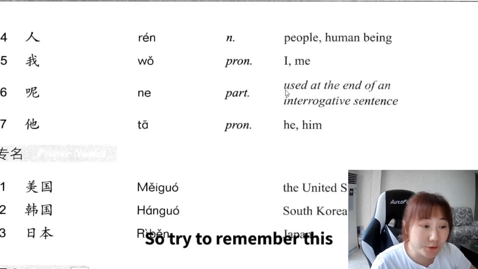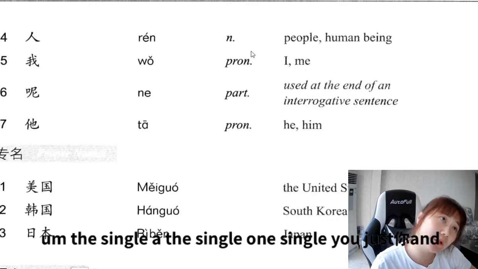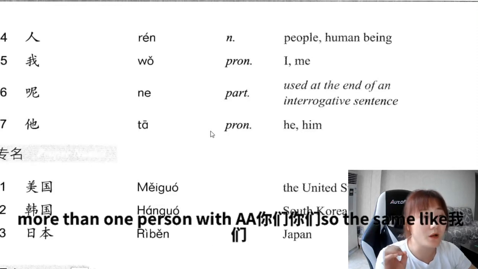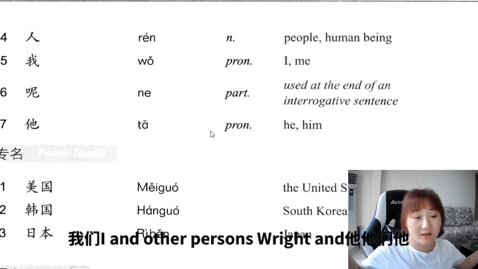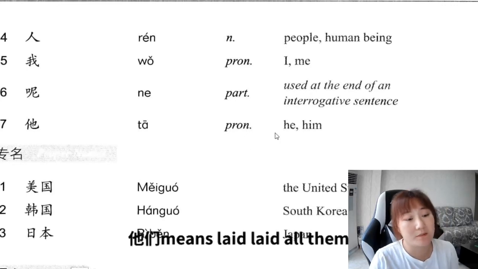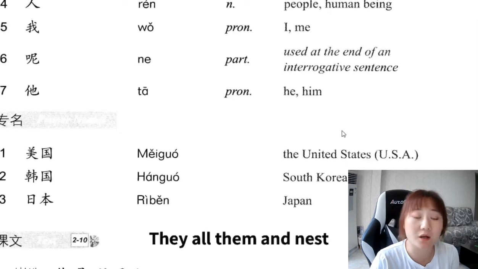So try to remember these. And when we say the singular you, just 你, and more than one person, we say 你们. So the same like 我们, I and other persons, right? And 他们 means they or them.